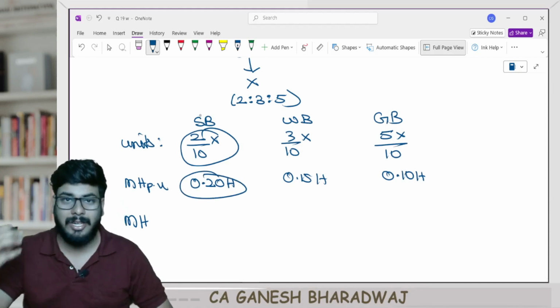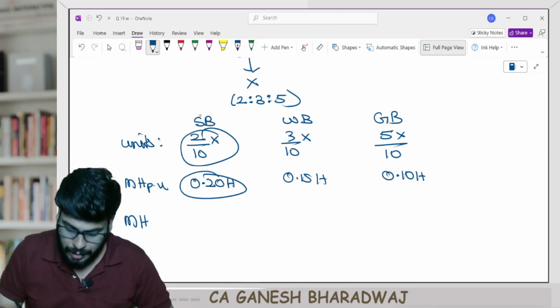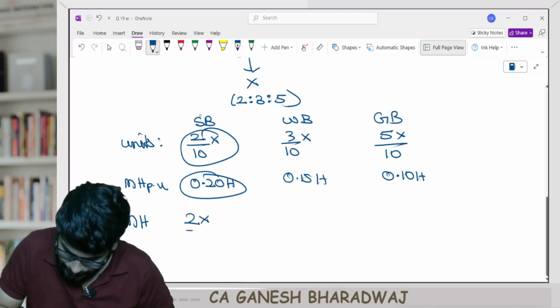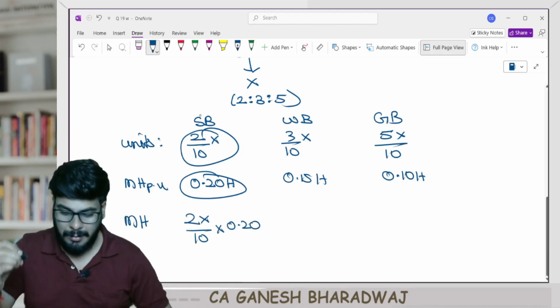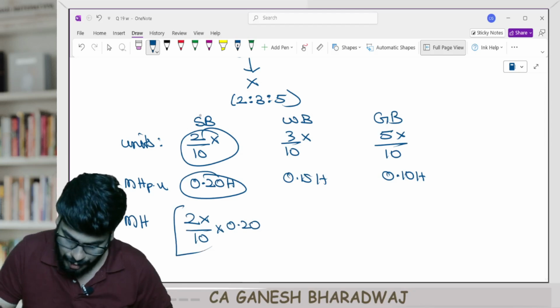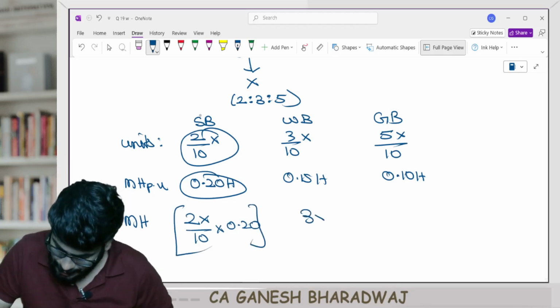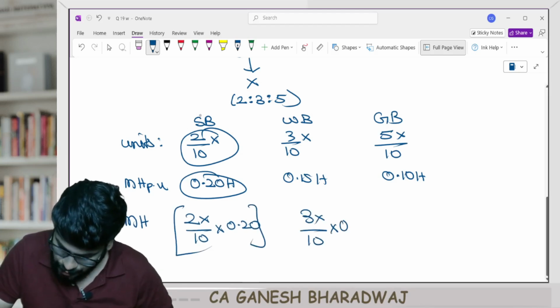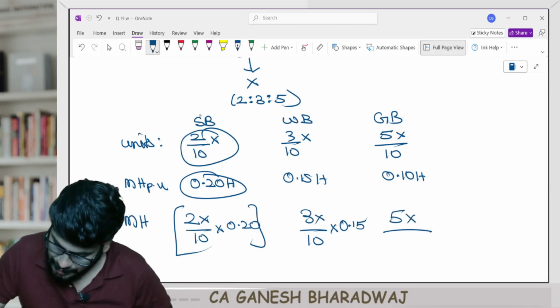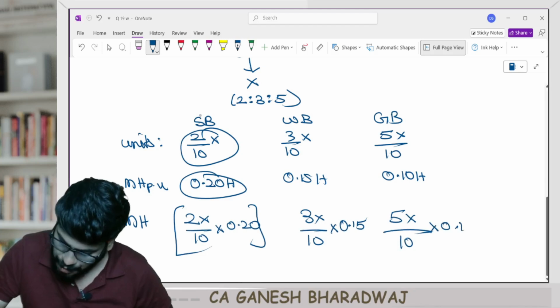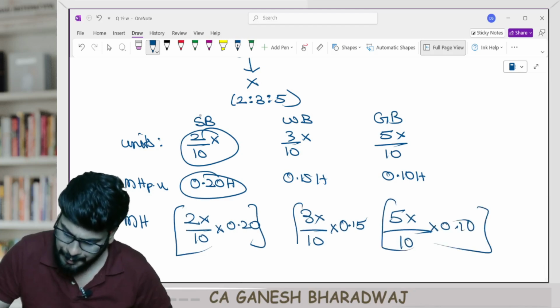So the total hours taken by my school bag is going to be what? 2x by 10 into 0.20, correct? Similarly, for water bottle, how much is that going to be? It's going to be 3x by 10 into 0.15. And for geometry boxes, 5x by 10 into 0.10. This will be my calculation, right?